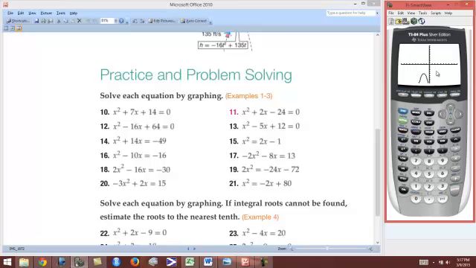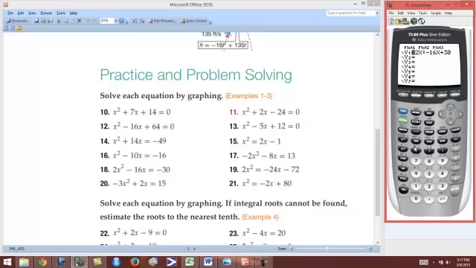Okay. So 18, let's do 18. Okay, so I'm going to go to y equals 18. I clear this out. 2x squared minus 16x, and I'm going to add 30 to both sides, plus 30. I got to put it in equals 0 mode. Okay, so 2x squared minus 16x plus 30.